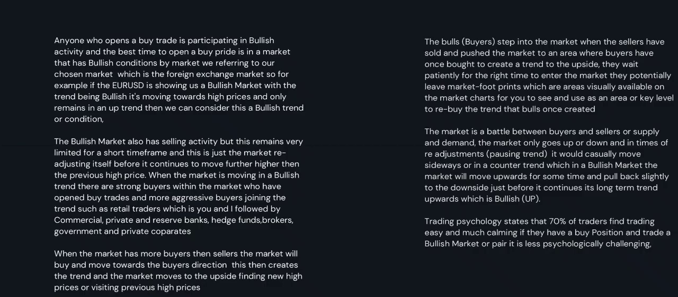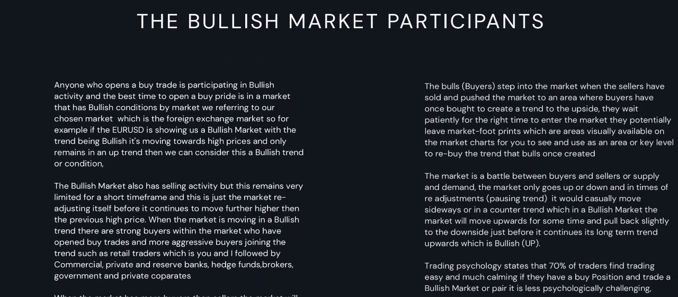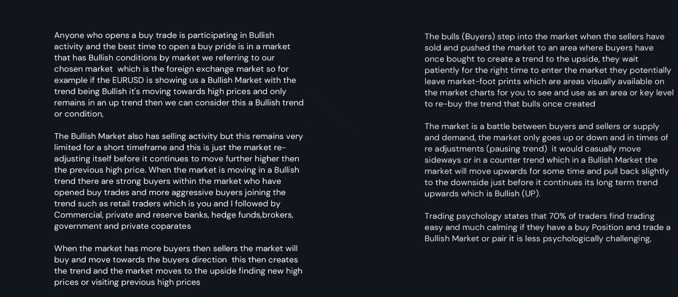Or we'll pick it off the MetaTrader 5 app or TradingView. It's already there. We don't code them ourselves. They already code it for you. You just pick a pair. So we pick Euro versus the United States dollar. If the EUR/USD is showing us a bullish market with the trend being bullish, it's moving towards high prices and only remains in an uptrend, we can then consider this a bullish trend or a bullish condition.